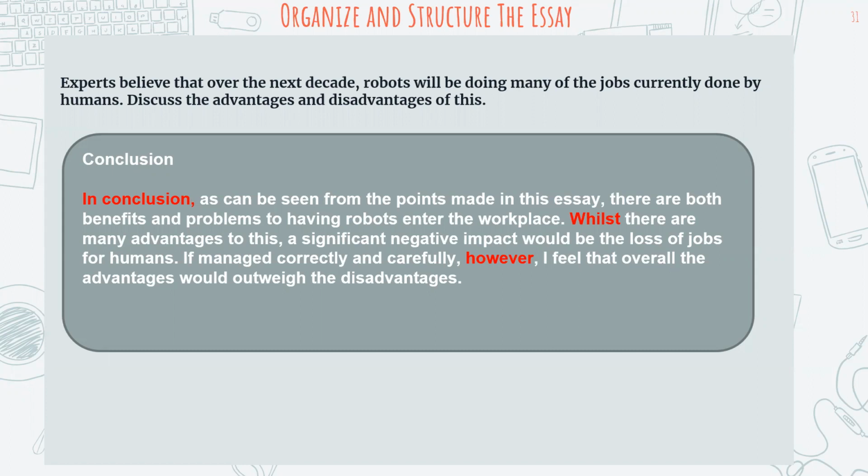To having robots enter the workplace, actually, you can replace the workplace with another noun, or a phrase. I want you to work on this essay. This is not part of your homework, but just do it as you study. Okay. Whilst there are many advantages to this, a significant negative impact would be the loss of jobs for humans if managed correctly and carefully. However, I feel that overall the advantages would outweigh the disadvantages.